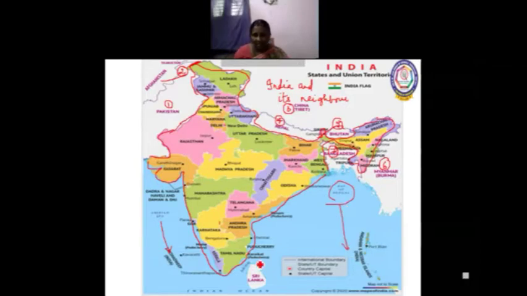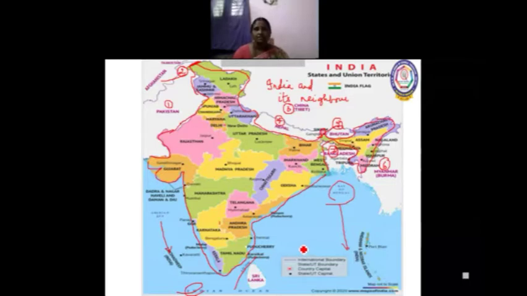Then, the immediate neighbor of India is Sri Lanka, children. Sri Lanka is separated from us by the Palk Strait. Are you getting my point, children? Palk Strait, and we have Maldives over here, children. We have Maldives over here. So they are said to be the southern neighbors as far as India is concerned. Clear? Everyone got it, children?